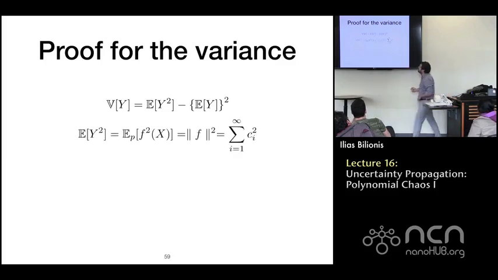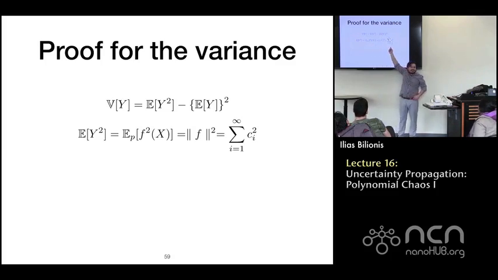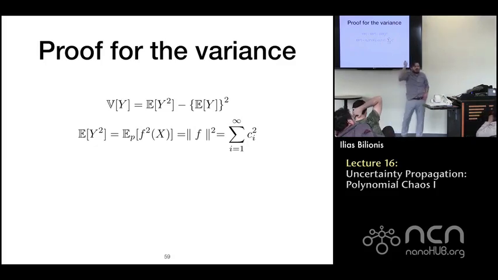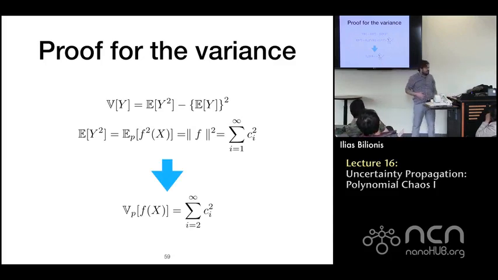But this comes from Parseval's formula. So the expectation of the square of your quantity of interest is the expectation of the function squared, which is the norm of the function, which is just the sum of all the coefficients squared, from the beginning to infinity. And from this, you're going to subtract C1 squared. So you're going to get rid of the first coefficient. This is all. Once you have constructed it, it is trivial to get the statistics from it.